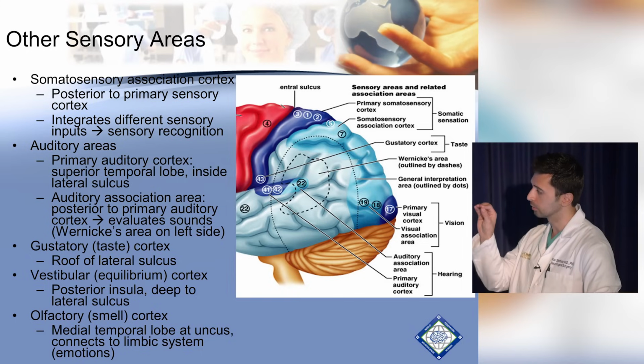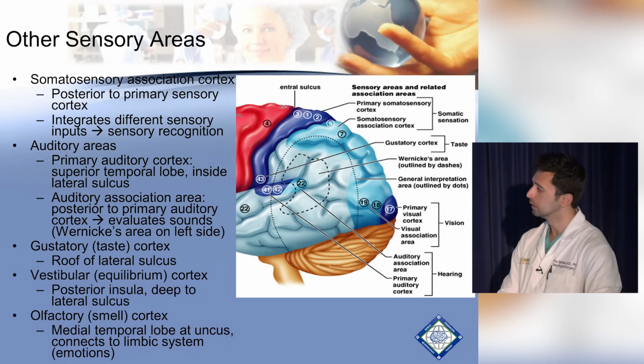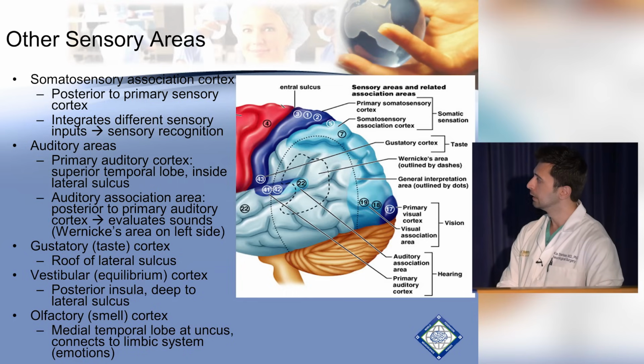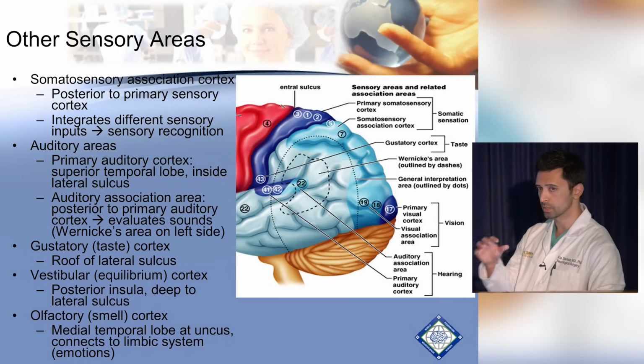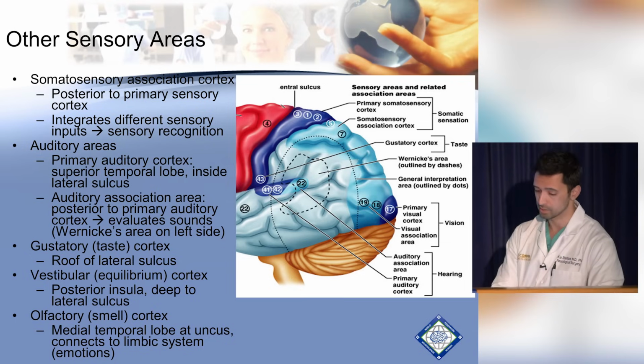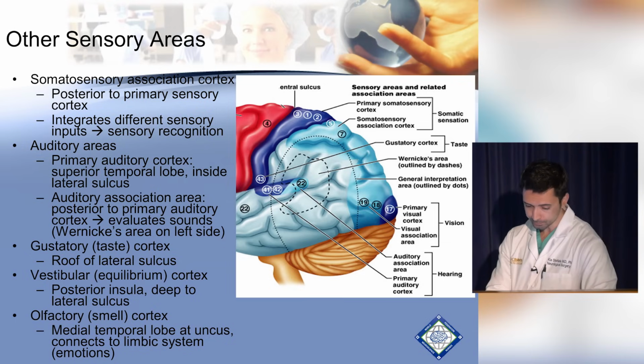And so we can plot out primary areas for every sensation we have. There's going to be an olfactory cortex for smell, a vestibular cortex for balance, a gustatory cortex for taste, and so on. These are going to land in these dark blue areas, and then they're going to come into this sort of parieto-temporal association area where it's going to be processed and comprehended.